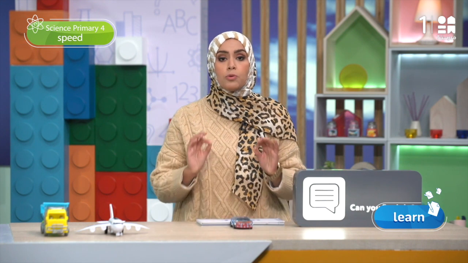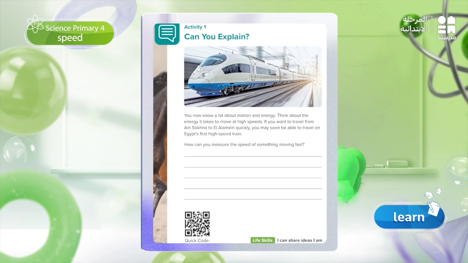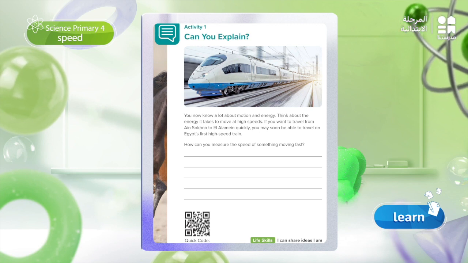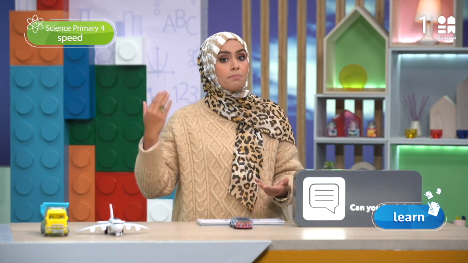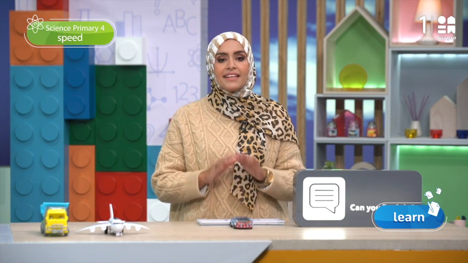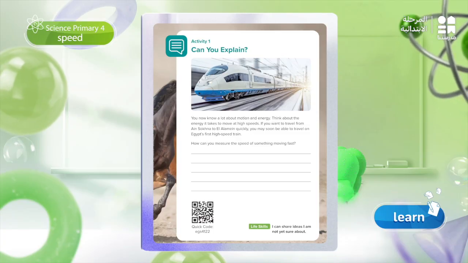In the Can You Explain activity, we need to think about and explore the answer to the question: how can you measure the speed of something moving fast? I want to remind you that our answers can be simple sentences that might have information we studied before. As usual, at the end of each concept, we will get back to the main question again and construct a scientific explanation with evidence. For now, open your book on page 187 and start answering the question.